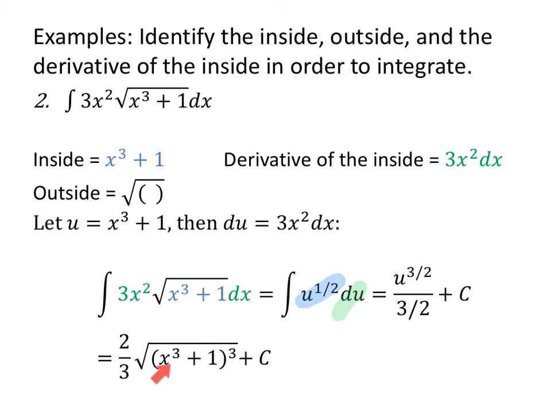I know what u is. u is x cubed plus 1. So that's the square root of x cubed plus 1 cubed plus c. Don't forget the c.